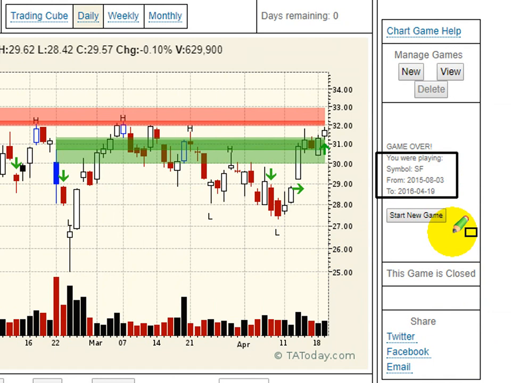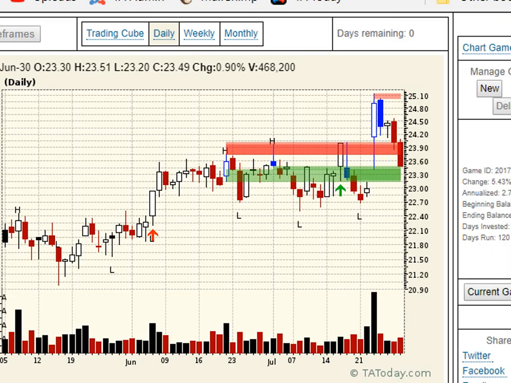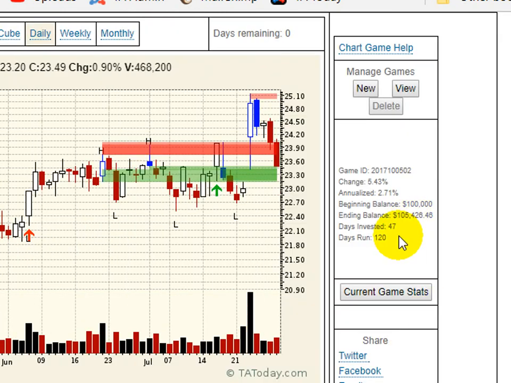Looks like we made some money again. Pull up those statistics here. That gives you the dates that you can view. Let's click on the one that we were just playing and see if we can see the game stats on that one. I believe that will give us how much money we made. If not, it's the other one. Yeah, there it is. So it's 105 is what we did.